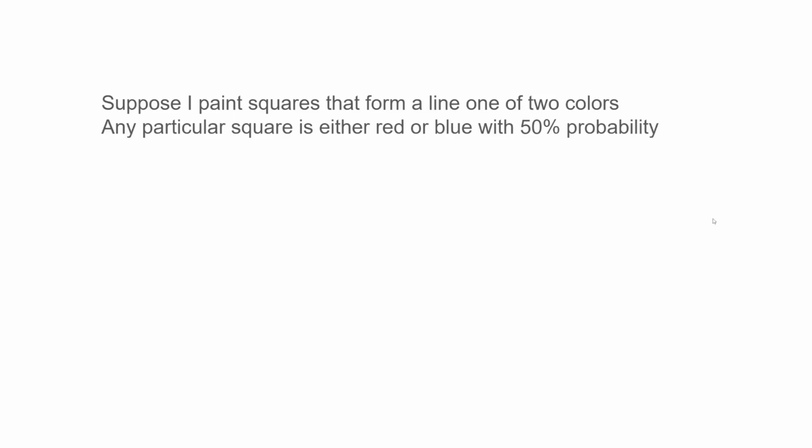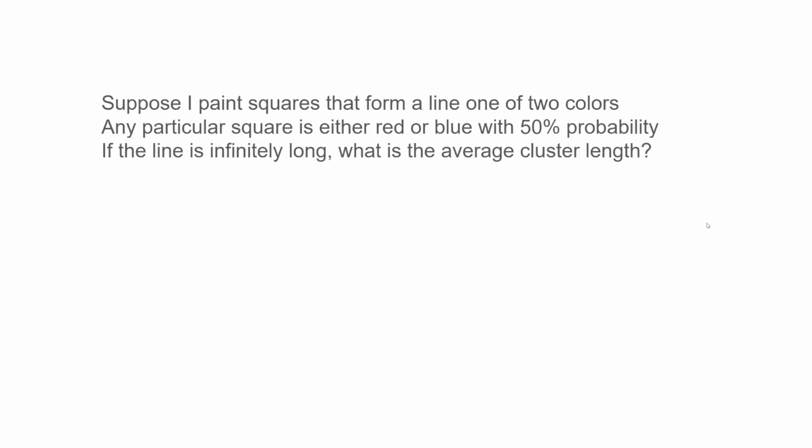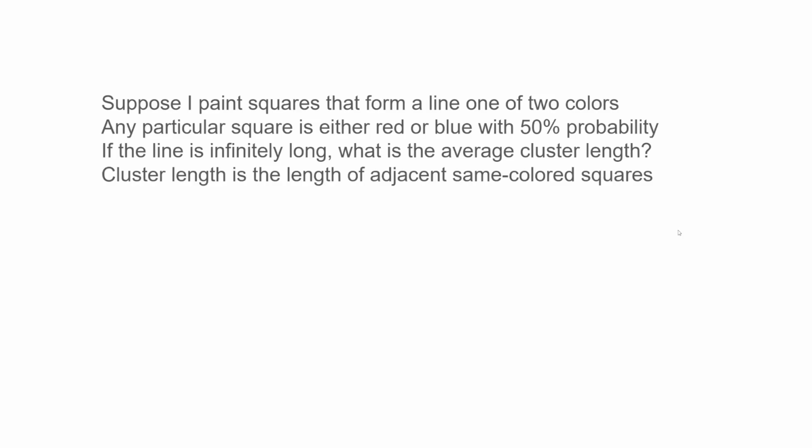Suppose I have some squares that I'm painting, and those squares are all adjacent in a line, and each one is either going to be red or blue with 50% probability. Pretend somehow we could paint this line infinitely long. I want to ask what the average cluster length is, which by cluster length, I just mean the length of adjacent squares that have the same color.